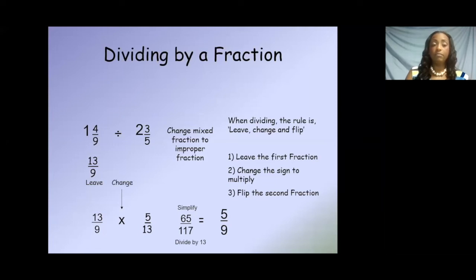Okay? Next, you have the two and three fifths. What do you do with it? Again, you want to change the mixed fraction to an improper fraction. Again, that's done by multiplying the whole number, in this case 2, by the denominator, in this case 5. So 2 times 5 is 10. Add 3, it's, good job, 13. And we keep the denominator for that part of the fraction. In this case, it's 5.